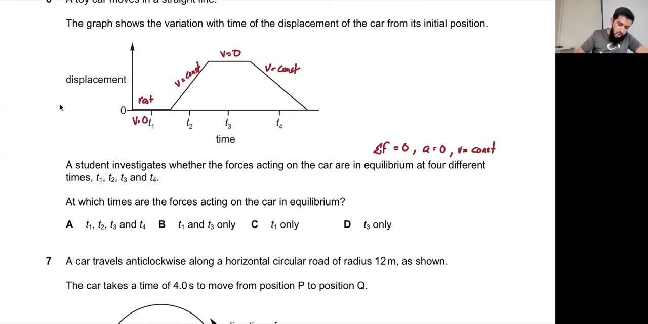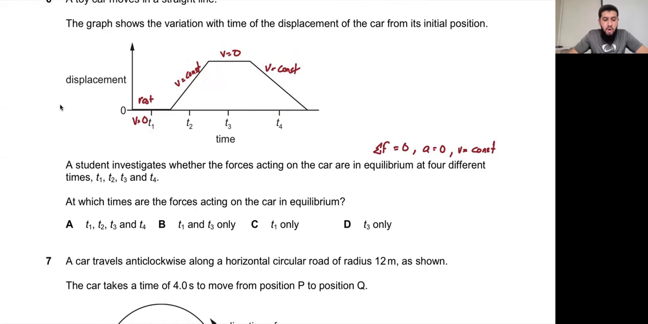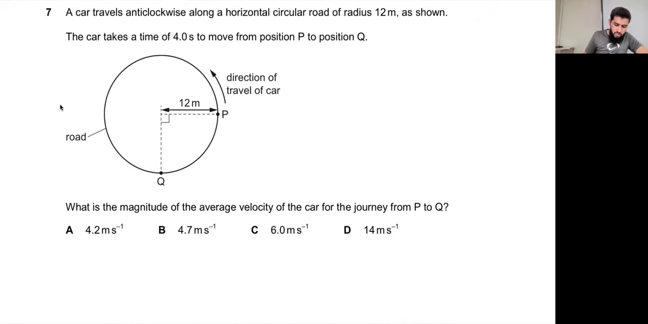Which means at all of these positions, T1, T2, T3, and T4, for the entire duration, the object either has 0 velocity, which is also a constant value, or some other non-zero constant velocity, which means that the acceleration is 0, which means that the net force is 0, which means that the object is in equilibrium. So at which times are the forces acting on the car in equilibrium? T1, T2, T3, T4.